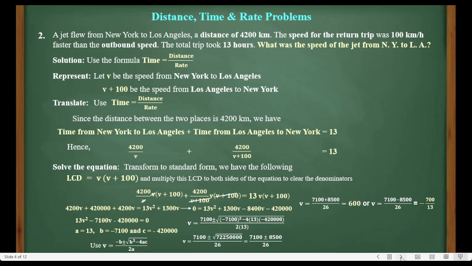And obviously, the value that we can only consider is the positive result and not this one for the speed or the rate. Now, since we only consider the positive result, we have V which is equal to 600 kilometers per hour. And this is the speed of the jet traveling from New York to Los Angeles. And obviously, this is the answer.